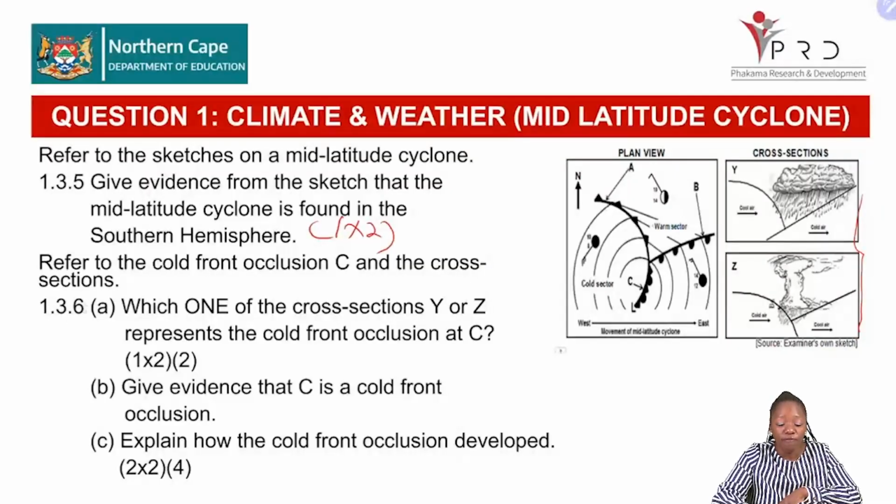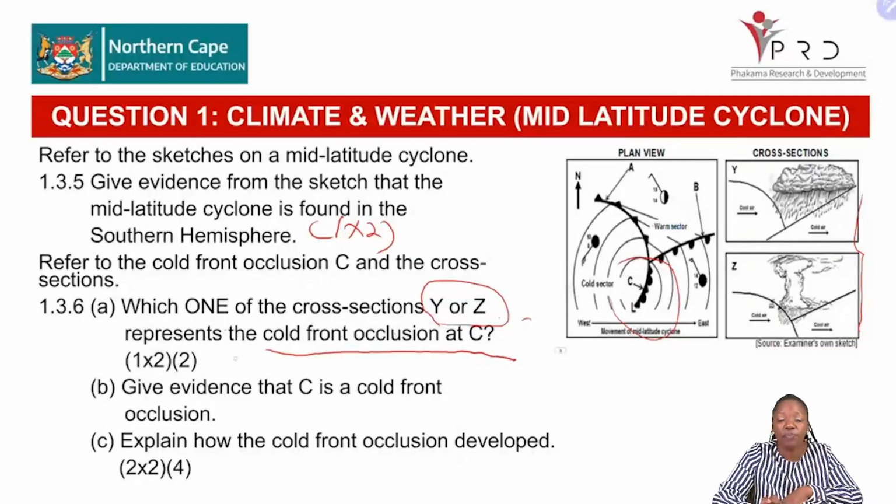And then you refer to the cold front occlusion at C and the cross-section. Your 1.3.6a, which one of the cross-sections, Y or Z? Remember, for such questions you're not supposed to answer yes or no, but you need to choose, is it Y or is it Z? Which one of the cross-sections, Y or Z, represents the cold front occlusion at C? Just one answer that will give you 2 marks.